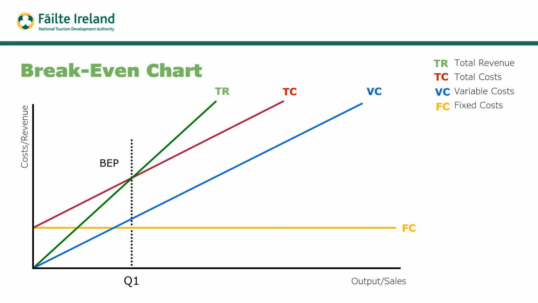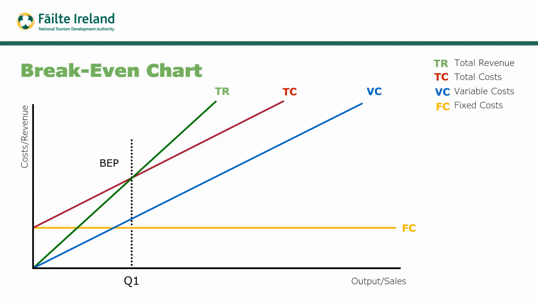Break-even can also be presented on a chart like we have here. The green line starting at the bottom left, called TR, represents your total revenue. And you can see that it increases as your sales output or volume increases. The red line, TC, is your total cost line. That also increases as sales increase. The blue line, again starting at the bottom, VC, is your variable cost. And you can see that this increases in the same proportion as your sales increase.